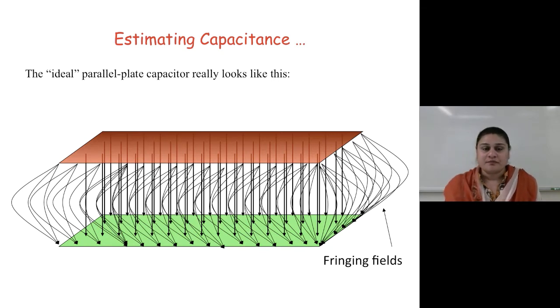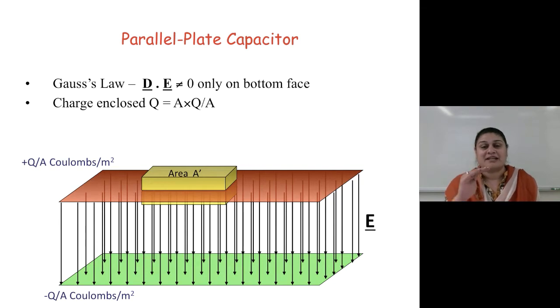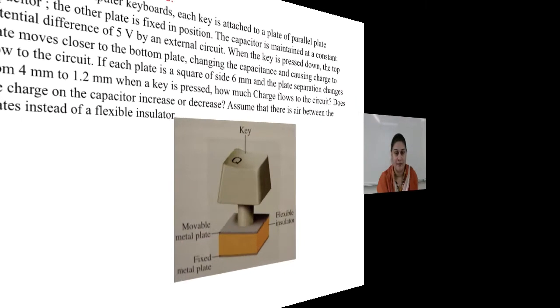In general, I want to make this point very, very clear. These fringe effects are very, very tiny as compared to the size of a capacitor. So we, in general, neglect these fringing fields. And we are going to always assume that our capacitor is ideal and it has an absolutely uniform electric field.